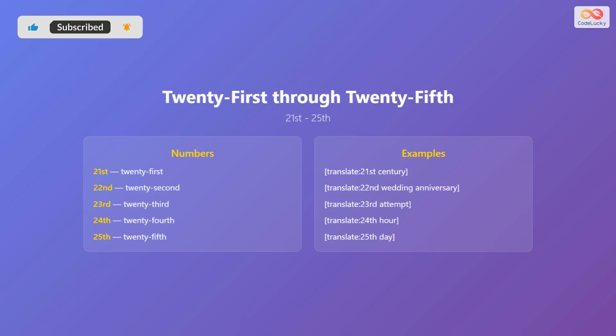Next, we have 21st through 25th. The 21st is number 21. The 22nd is number 22. The 23rd is number 23. The 24th is number 24. The 25th is number 25.